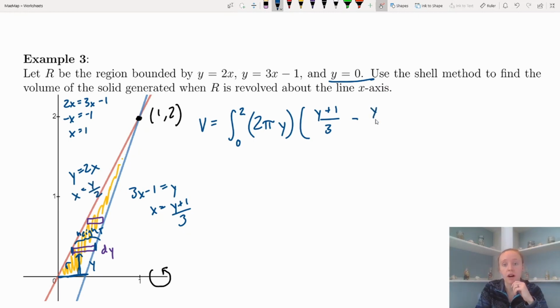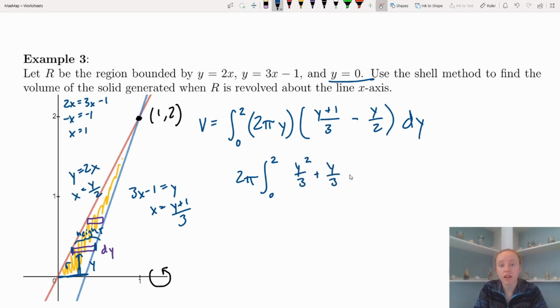So I'll plug in y over 2 for that leftmost function. Now I'm ready to integrate with respect to y. So again, I'll pull that 2 pi out because it's just some constant that's multiplied to everything. Now, to make this easier on myself, I'll distribute this y to both of my terms. So I'll have y squared over 3 plus y over 3 minus y squared over 2, all with respect to y. And you see, all I did was split this fraction up as y over 3 plus 1 over 3, and that became, when distributing the y, y squared over 3 plus y over 3.